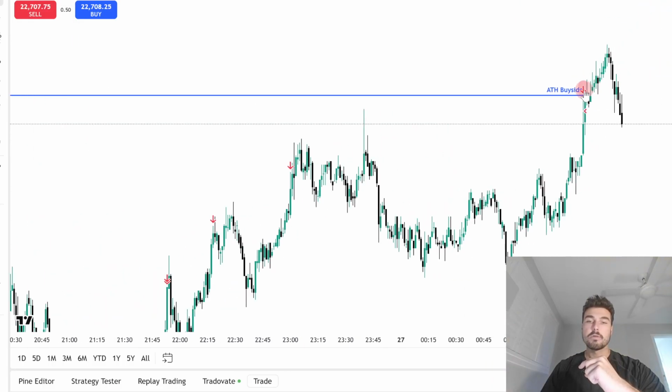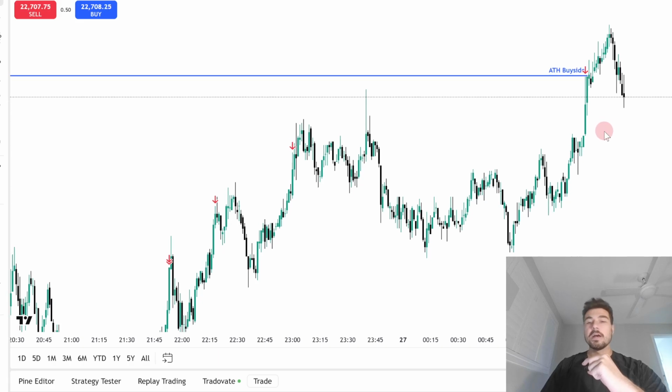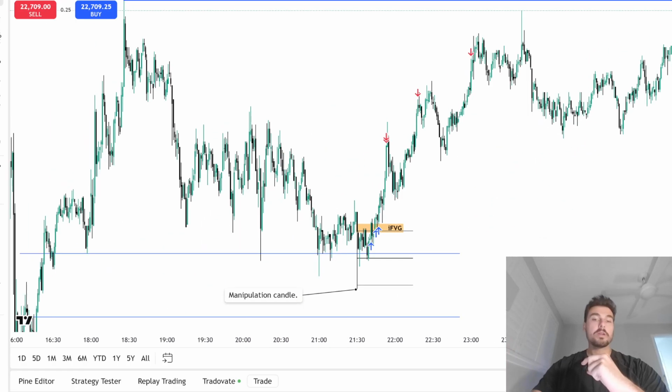You'll see here, right there. So really satisfied. I'm not going to be silly and not take it off that close to the high. I'm going to secure that profit and come back to the next trade. So really nice trade framework.